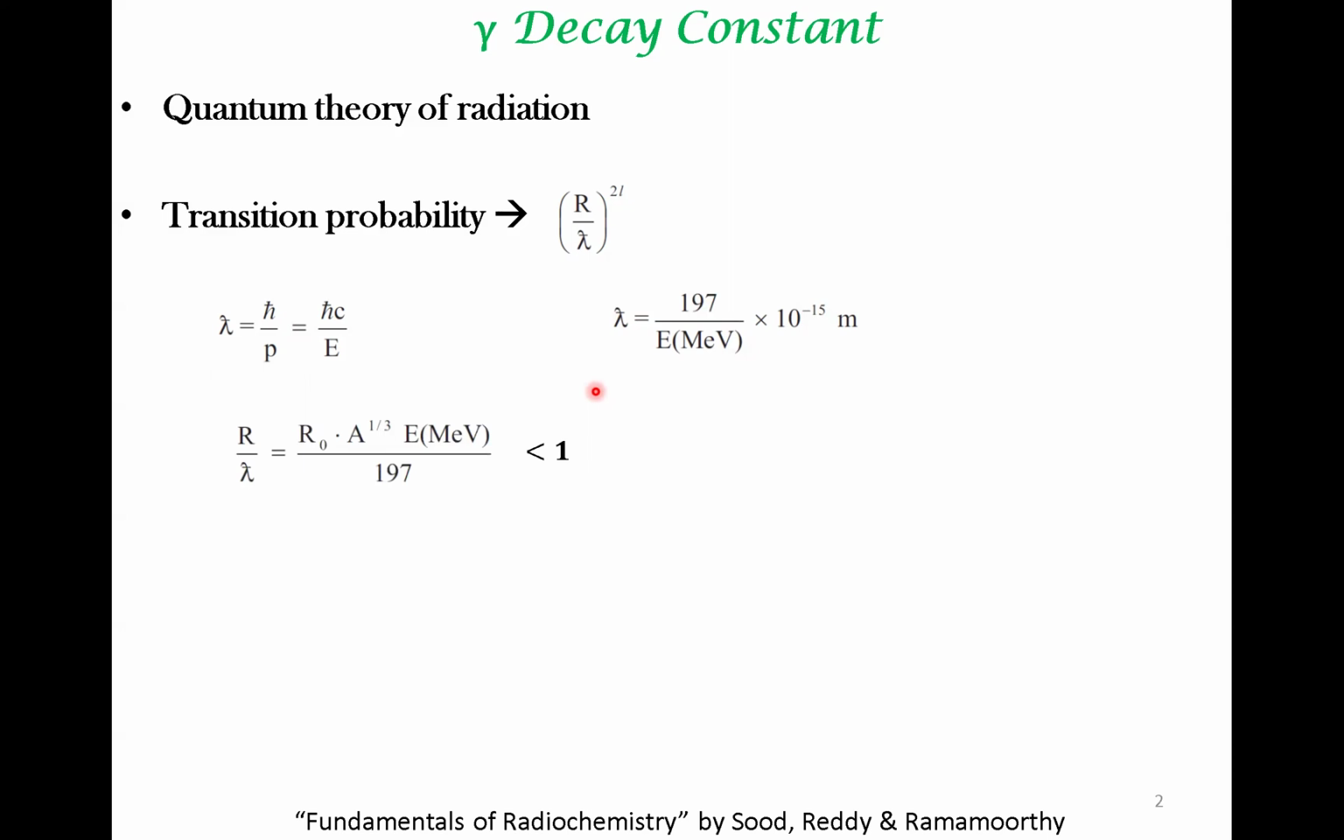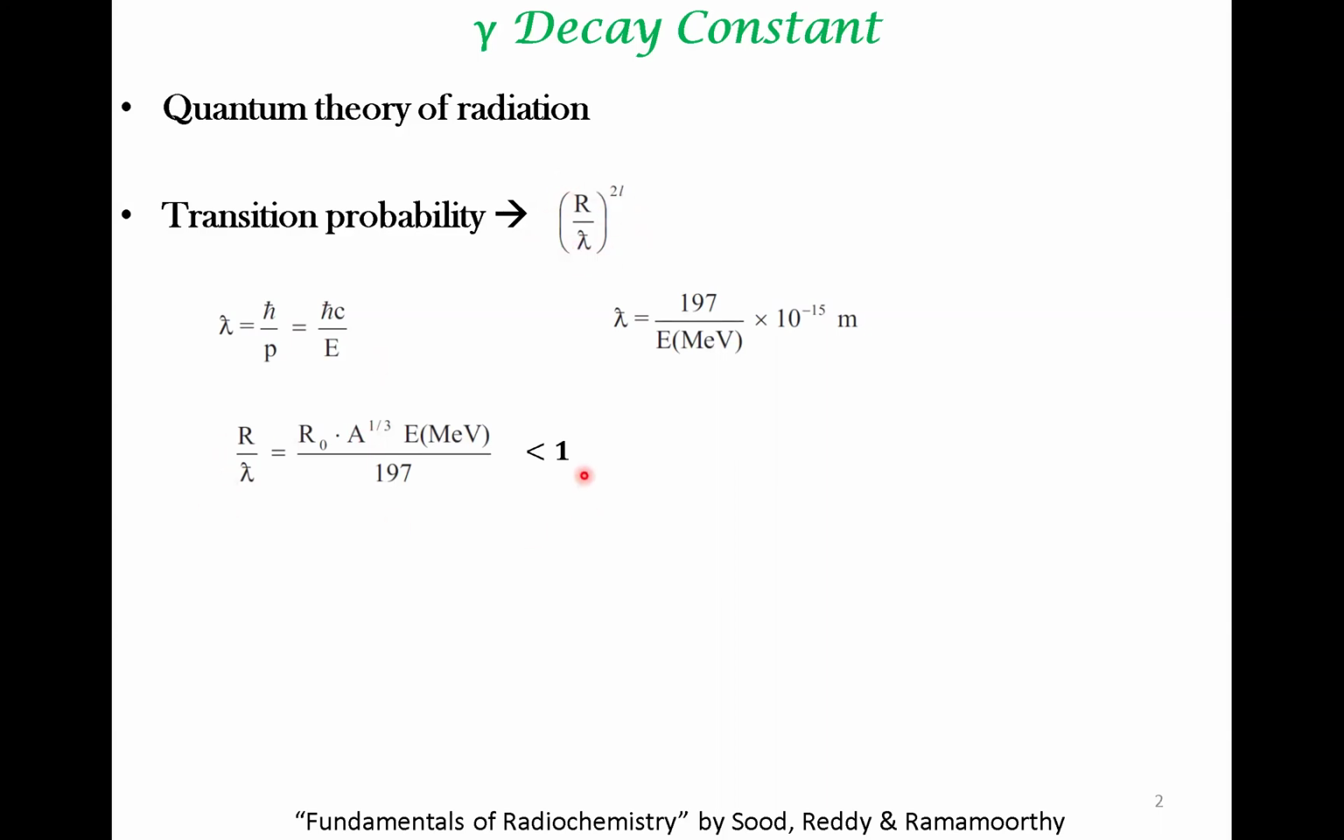And when you take this value, and typically this is a formula which we had introduced in some previous lecture, where R is related to the atomic weight of the nucleus. When you substitute that, you get this quantity. This quantity is found to be less than 1, typically, because the transition probability is given by this quantity.